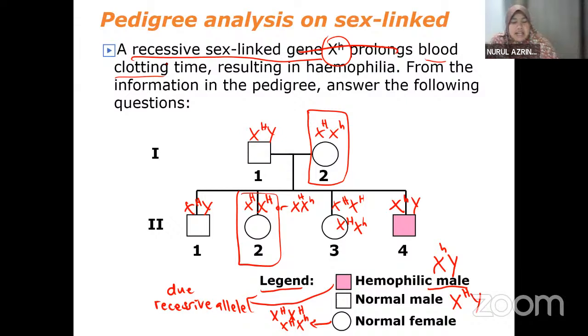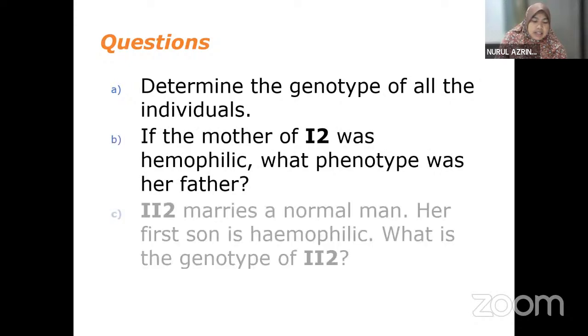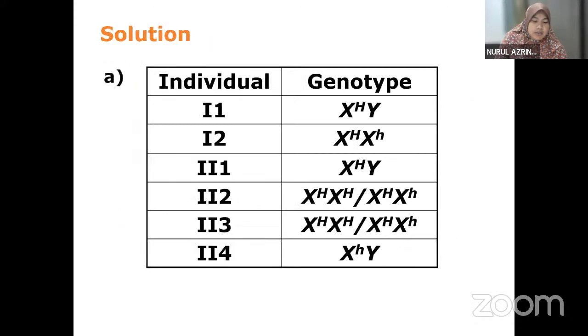So this is hemofilia. Okay? Right. And this is the information that you can get from the question. Dia akan bagi tahu apakah penyakit tersebut, and whether it is carried by dominant or recessive allele. Okay, and this is the answer. Lagi, question: determine genotype of all the individuals. Okay, kita dah settle dah. Kejap kita isi dulu ni. Okay, dah isi dah yang ni.